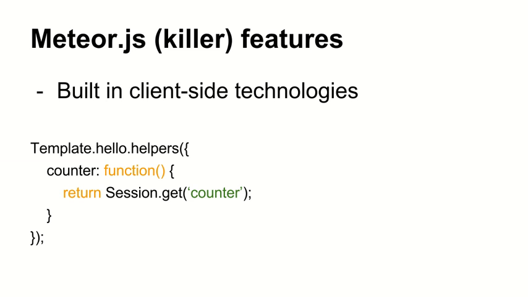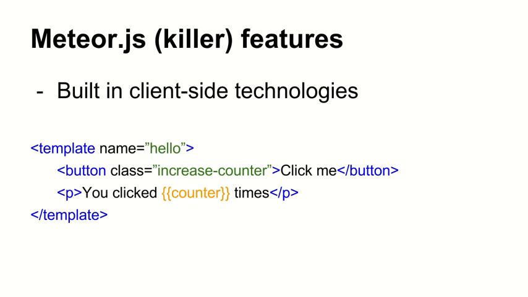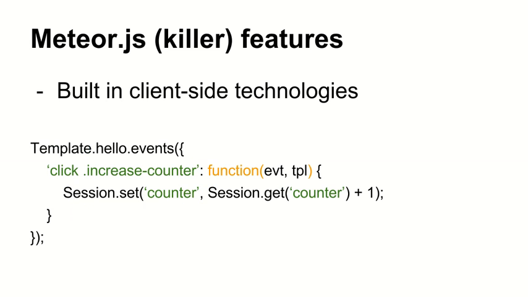Here we define helper counter for template hello. The helper returns the session value called counter. Here we define a template with the name hello. In this template is just a button with class increase counter and we use the helper counter with handlebar syntax. Here we define a click event on the increase counter class. In this event, we increment the session value of counter by 1.